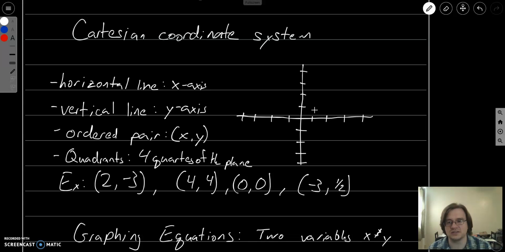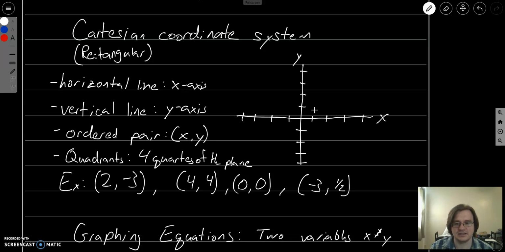So the Cartesian coordinate system is also called a rectangular coordinate system because it's fairly rectangular. And when we look at a graph like this, we're going to have the two main lines, the horizontal line and the vertical line. The horizontal line is called the x-axis, and the vertical line is called the y-axis. And when we want to talk about places inside of our coordinate system, we'll give them a name where we list the x first and then the y. So let's plot a few of these.